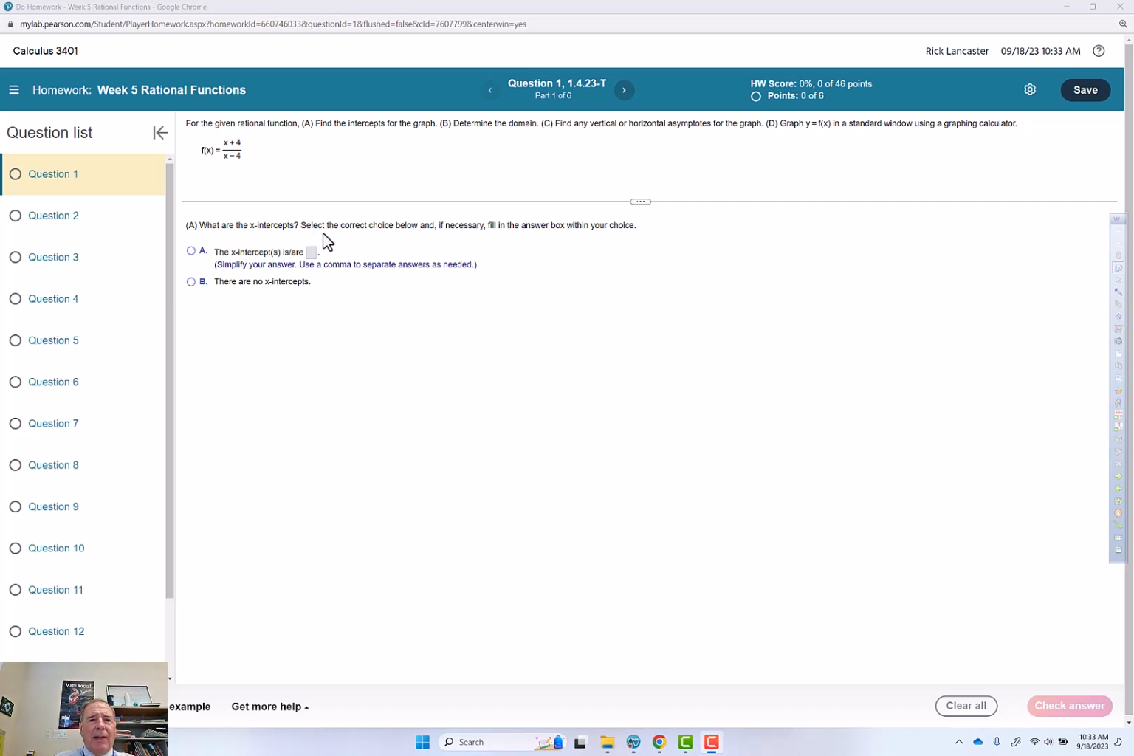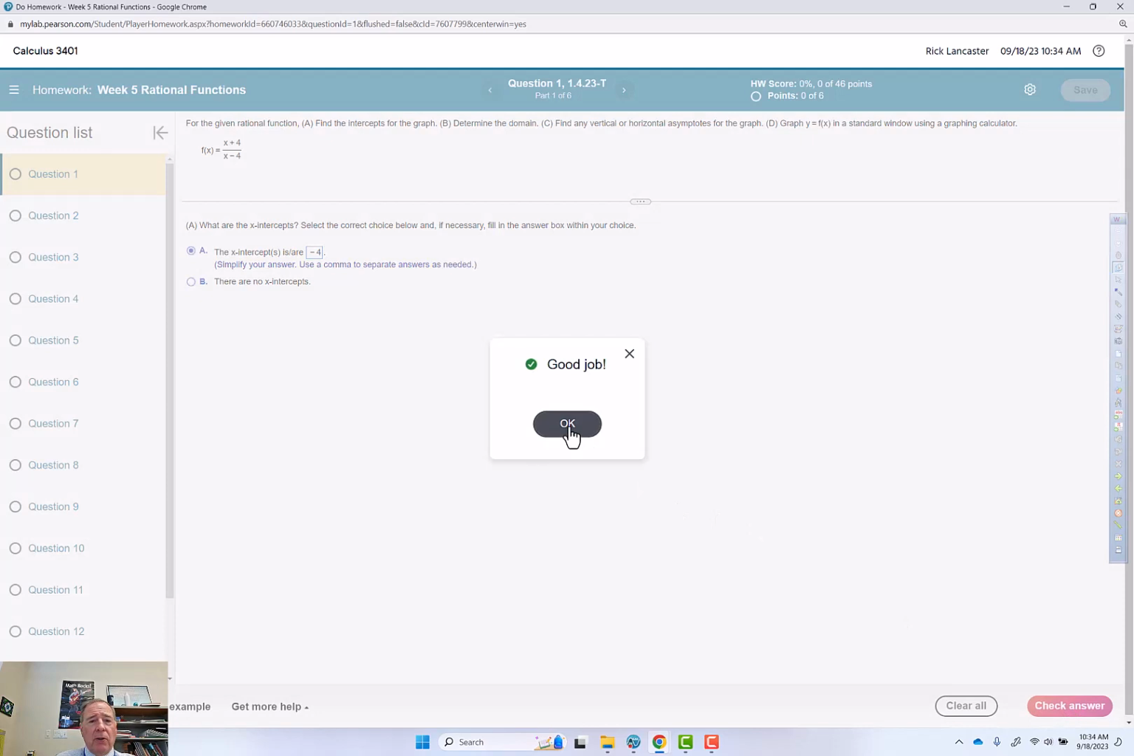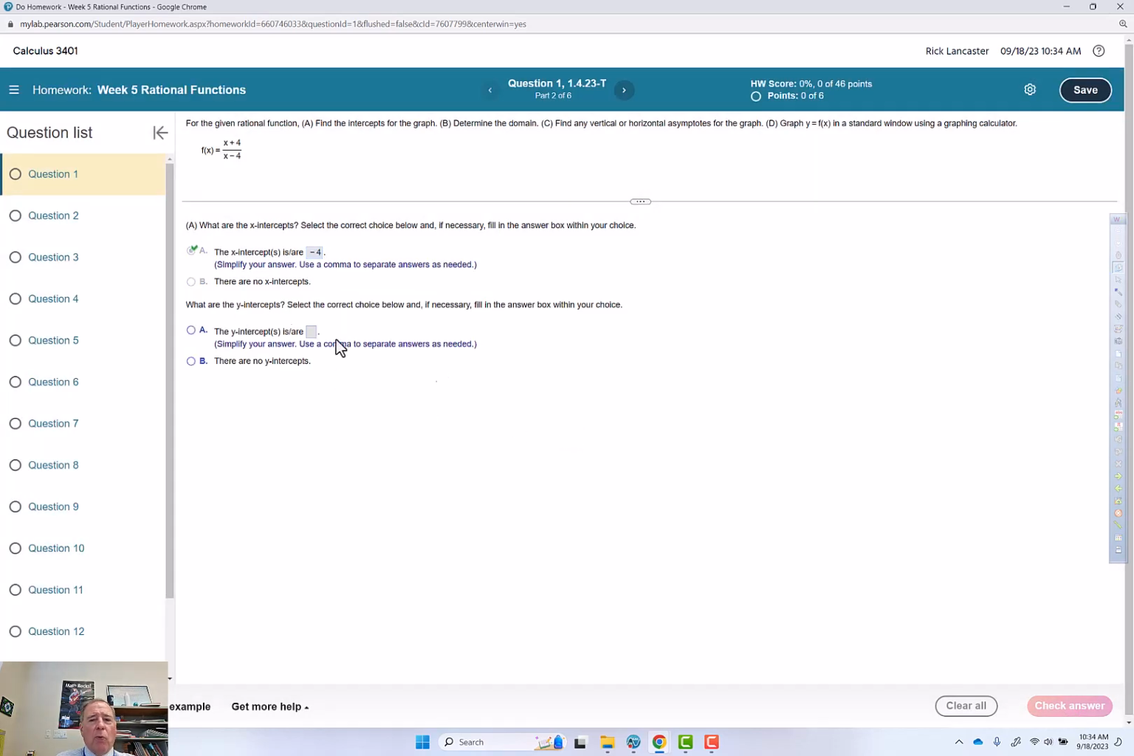So what are the x-intercepts? Select the correct choice below, and if necessary, fill in the answer box with your choice. So when is the numerator going to equal 0? When x plus 4 equals 0, and that'll be when x equals negative 4. So we'll check that answer. Good job.